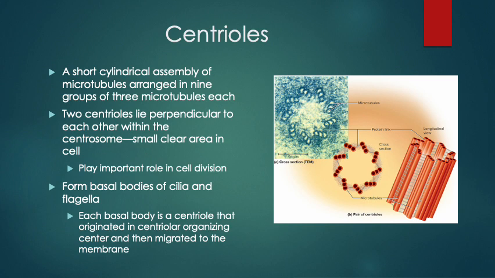So there's going to be 9 groups of 3 microtubules together, and they're going to be arranged in kind of a star pattern. These play a really important role in cell division, and they form the basal body of the cilia and the flagella, or like the core, the base, the inside body. And if you look at these pictures, you can see that it kind of looks like a star, and you can see the 3 microtubules in the 9 groups.